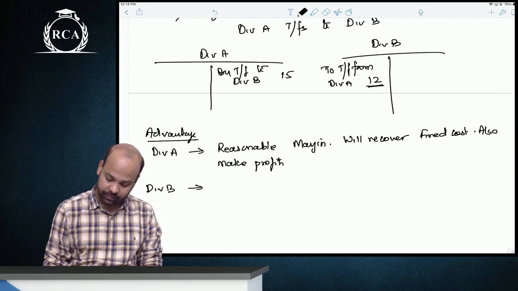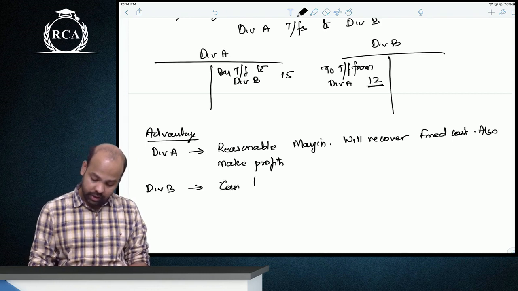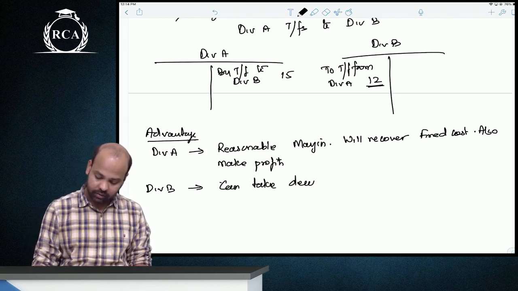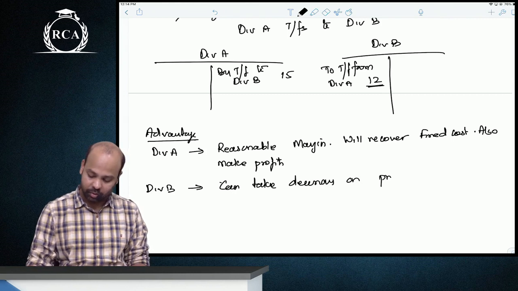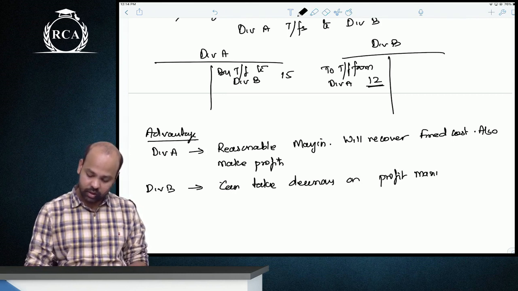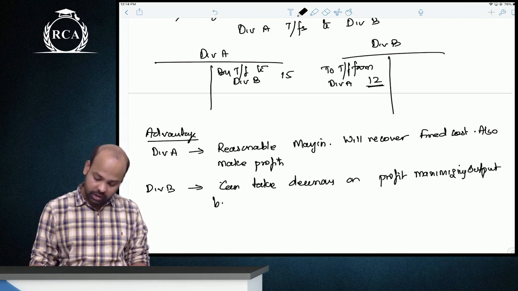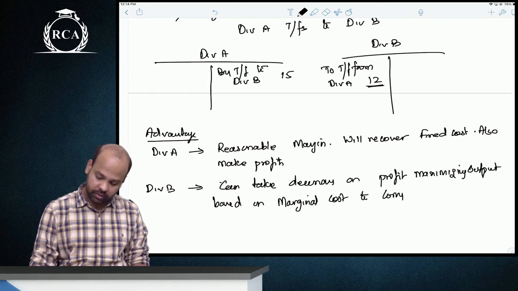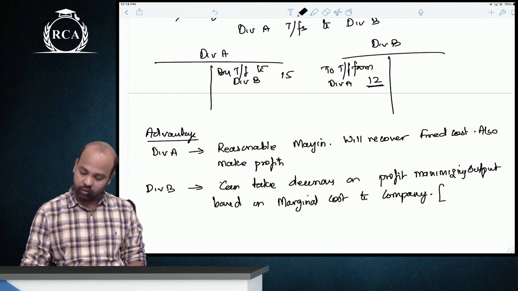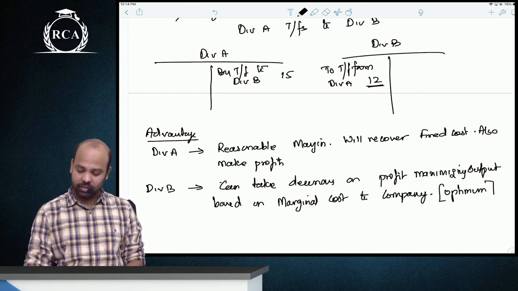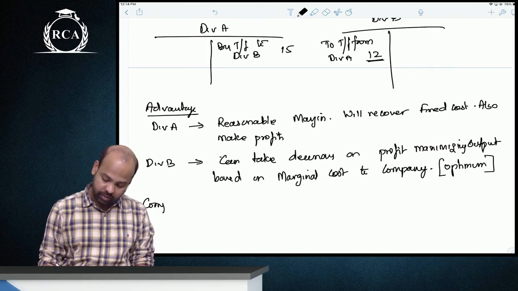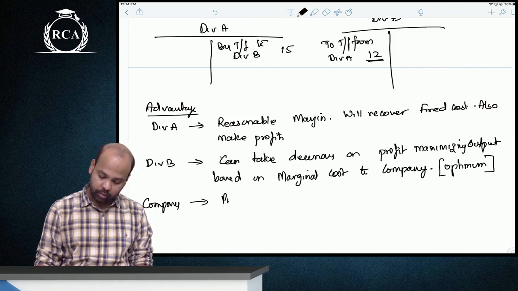Division B, guys, can take decisions on profit maximizing output, based on marginal cost to company. This is optimum decision making, guys. If you think from the viewpoint of overall company, beta, proper performance evaluation.